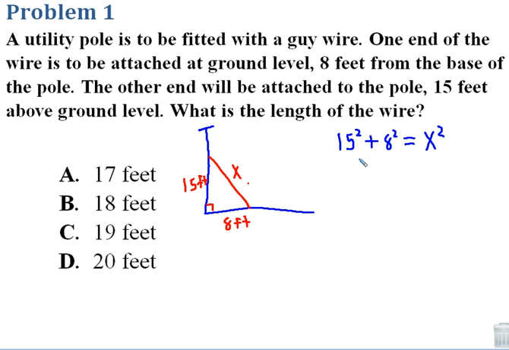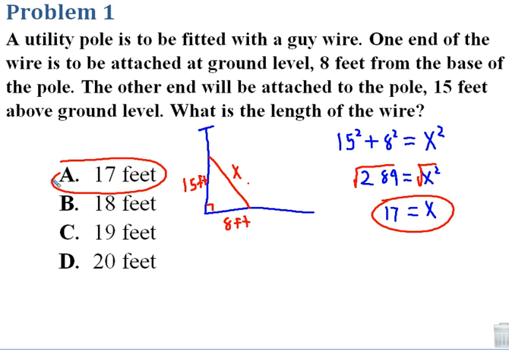15 squared plus 8 squared, we can just plug that right into our calculator. That gives us 289 is equal to X squared. And when I want my X, we'll just square root both sides of this equation, get the X by itself. That leaves us with X is equal to 17. So the answer for us will be 17 feet.